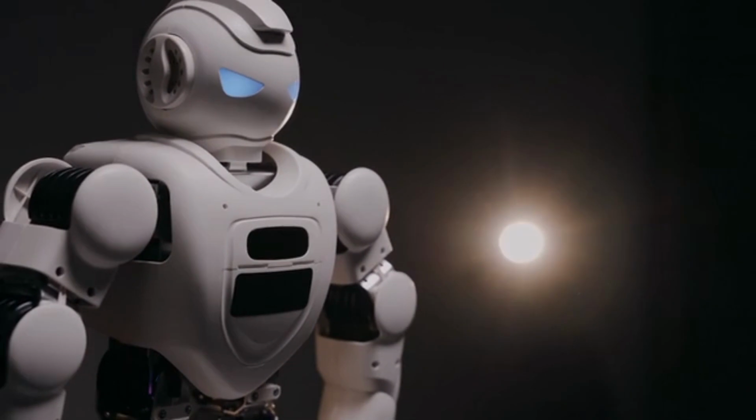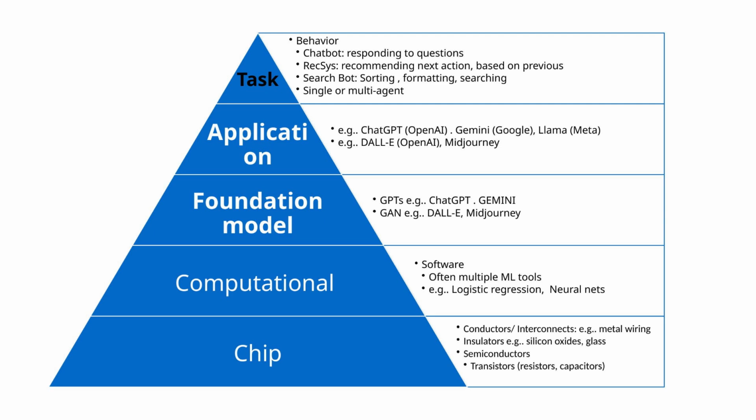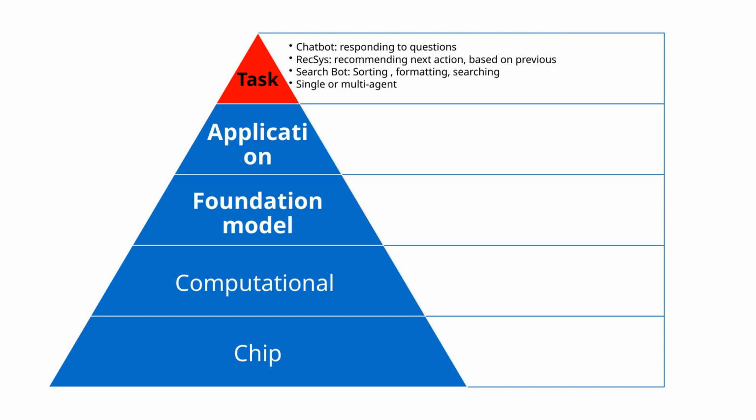You open its calvarium to inspect its positron brain. You find a glowing, ice-colored pyramid of tiny, blinking circuits. This pyramid has 5 layers. These are the task, application, foundation model, the computational layer, and the chip layer. Let's start with the top layer, the task layer.